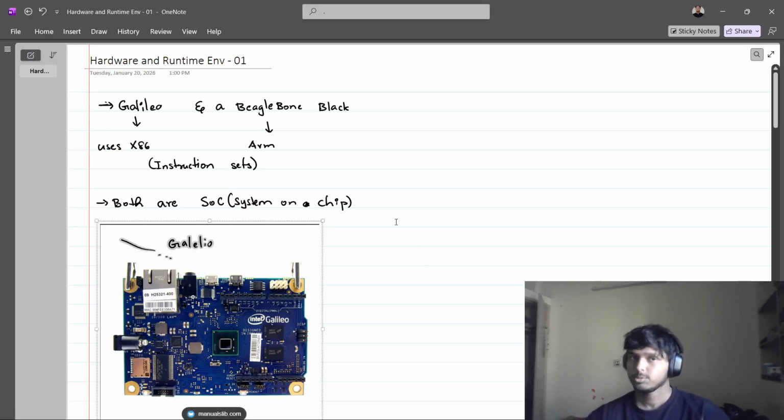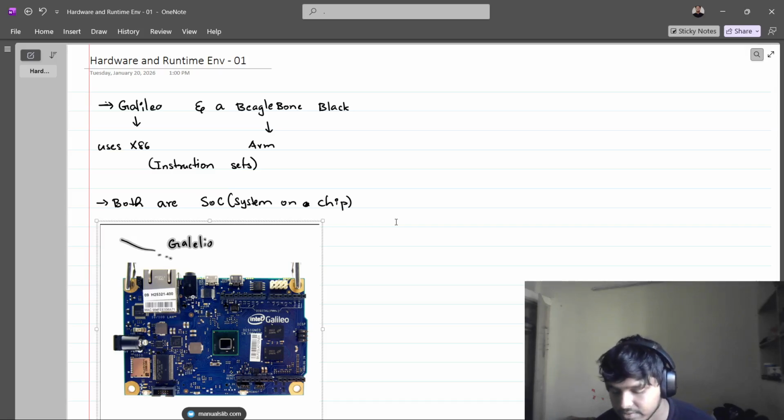So what the book uses in future to explain the operating systems and its applications are these two systems, hardware panels, you could say. One is Galileo and the other is BeagleBone Black. The Galileo uses the x86 instruction set, which is from Intel, and the BeagleBone uses the ARM instruction set for its hardware.